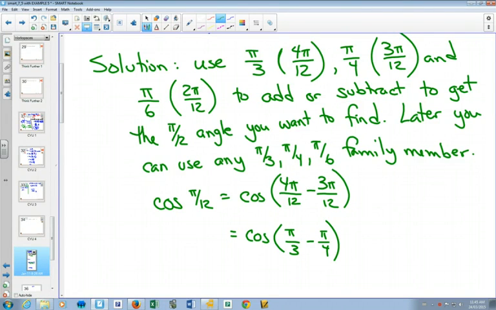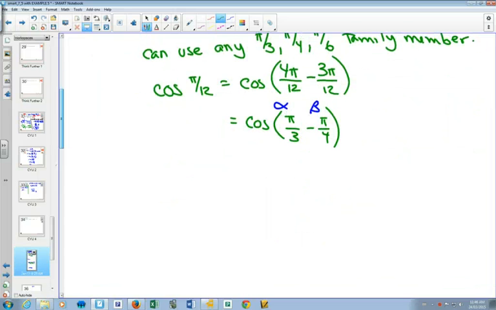Some of you might have been able to see that it's not the only way that you could get pi over 12. Did anybody see that if you took 3 pi over 12 and subtracted 2 pi over 12, that would work as well? And if you did that, you would get exactly the same answer that we're going to get when we solve this. Now, the reason we do this is now we can think of this as alpha and this is beta. And we can go to our formula and say, well, my formula for cos of alpha minus beta is cos alpha cos beta plus sine alpha sine beta.